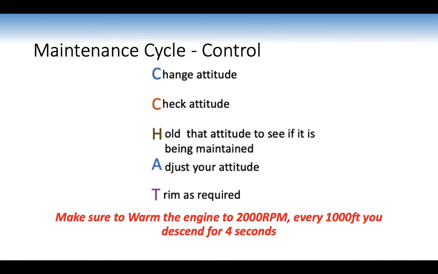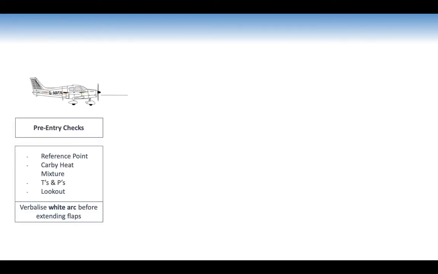The air will be not warm with the engine. Undesired aircraft state will be low engine power, so make sure you warm the engine. So in terms of your pre-entry checks: reference point selected, carb off, mixture fully rich, T's and P's green, and then you're doing a lookout.